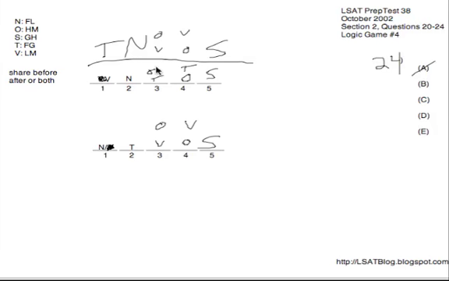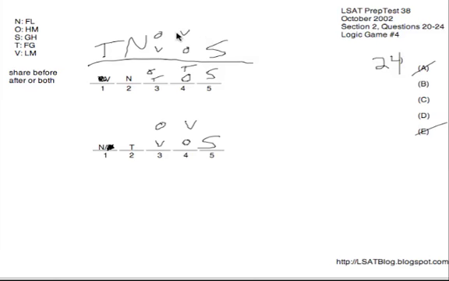O on 3, maybe. T on 4, maybe. V on 1, maybe. V on 2, no hits. So for that reason, E is gone. We've gotten rid of 2 possibilities already. Now from there, we just have to check whether each of these works.